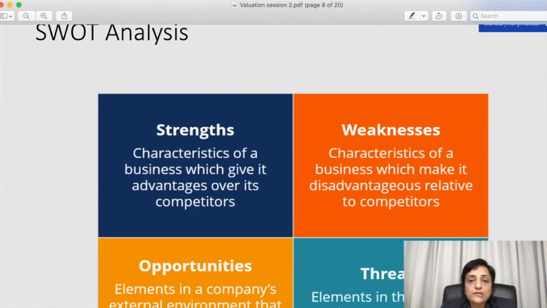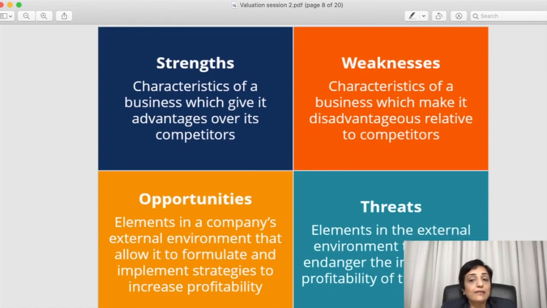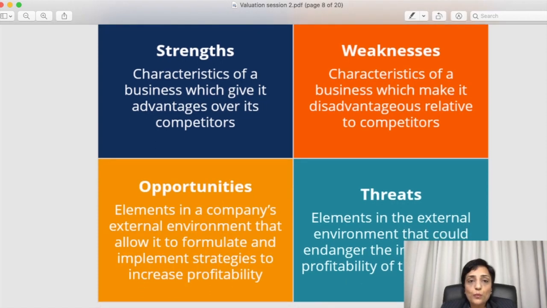So SWOT analysis is divided into two parts. One is internal analysis and the external analysis. So when we talk about the strengths and weaknesses, this is about internal analysis, and when we look at the opportunities and threats, that is the external analysis. So what are the strengths?